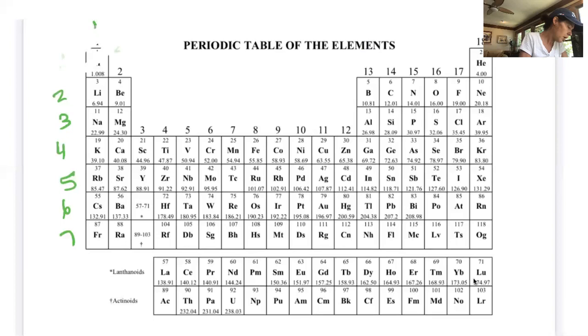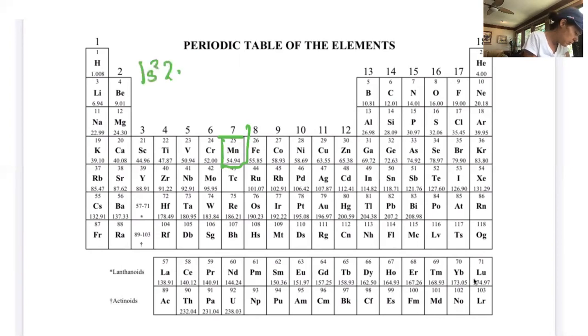Another thing I want to make sure you realize, now might be the time to do it, is let's look at manganese here, atomic number 25, and let's write the electron configuration: 1s2, 2s2, 2p6, 3s2, 3p6, 4s2, 3d5.